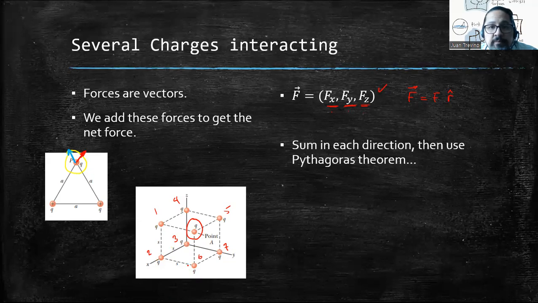a little bit farther, but we can use these shortcuts in order to reduce the number of calculations that we should do. But never forget to break down the forces into x, y, and z, do the calculations, and then use Pythagoras theorem to calculate the magnitude of the force.